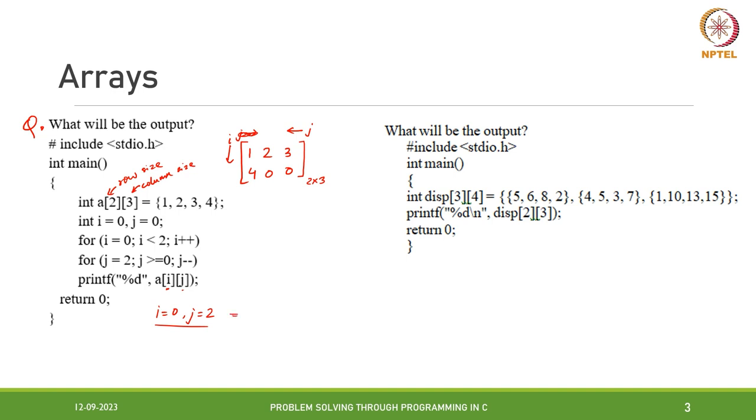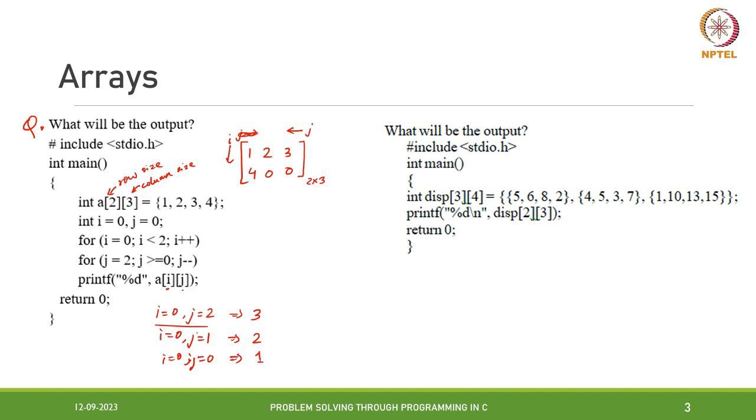So this will print i equals 0 and j equals 2. So the value is 3, right? Then what is the value which will be printed next? i equals 0, j equals 1. So 2, right? Then i equals 0, j equals 0. That is our first element, which is 1.